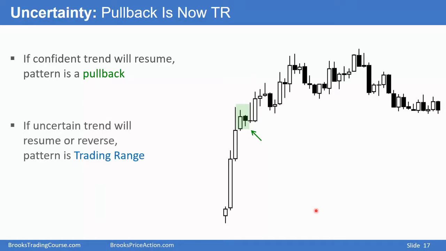On the other hand, if you see a pullback and you're not really certain whether the trend will resume or reverse, I use the term trading range instead of pullback. For example, at this point, do you think the bull trend will resume, or do you think this might be a higher high major trend reversal and the start of a bear trend? You don't know. It's pretty much 50-50.